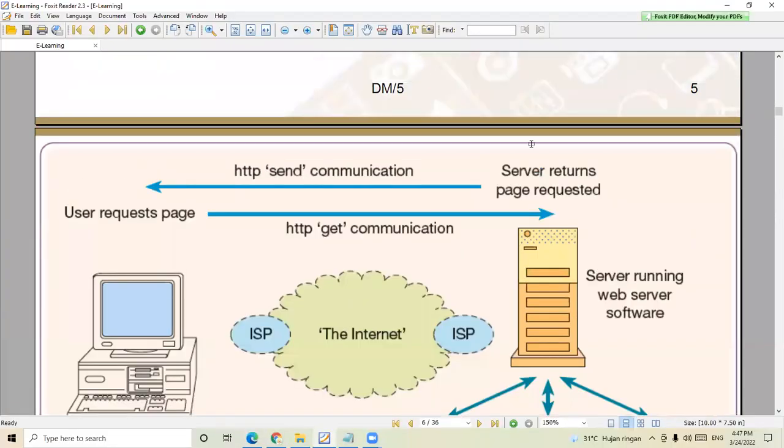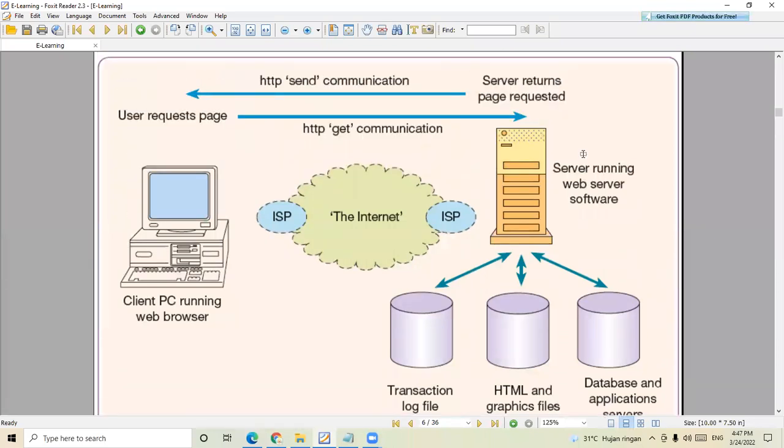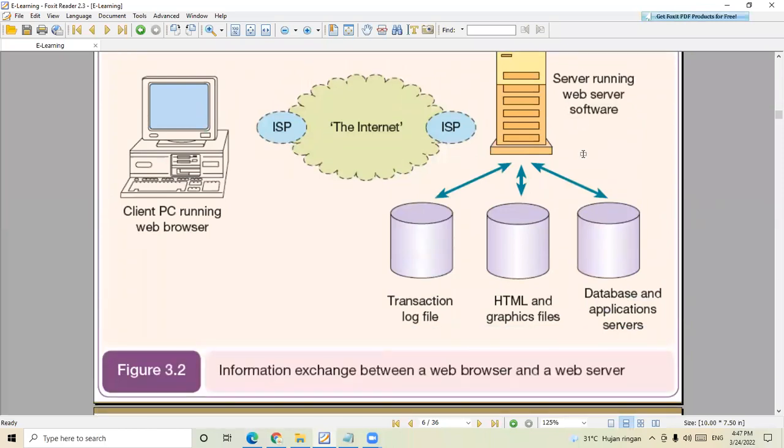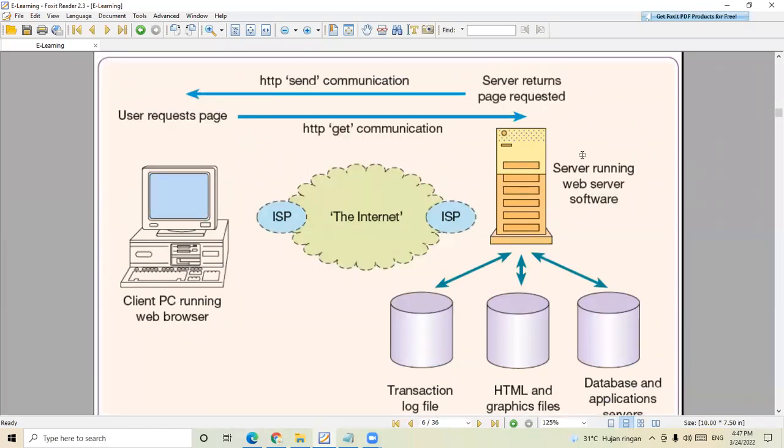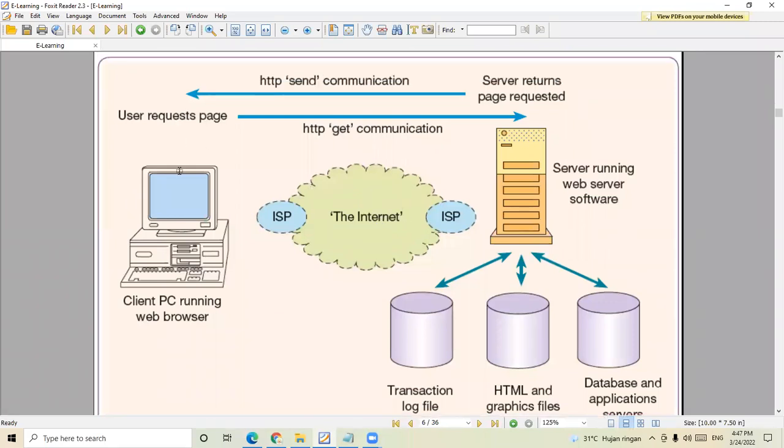All right. So here on figure 3.2, this is basically about the information exchange between a web browser and a web server. I believe all of you already studied this. Yeah, this is how the internet works.